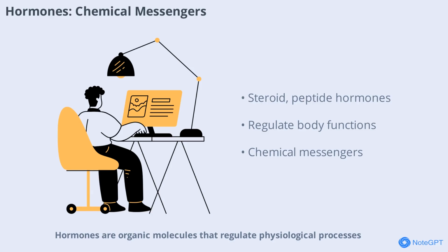Hormones are organic molecules that regulate physiological processes. We'll discuss their types such as steroid and peptide hormones and their roles in the body. Understanding hormones connects organic chemistry to real-life biological functions, making the subject more meaningful.